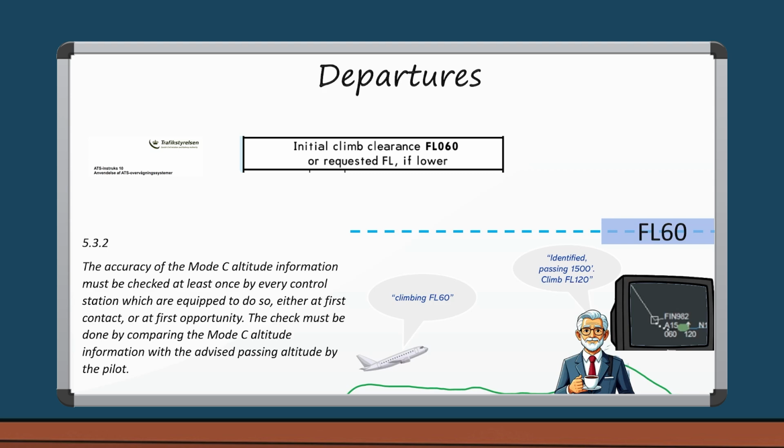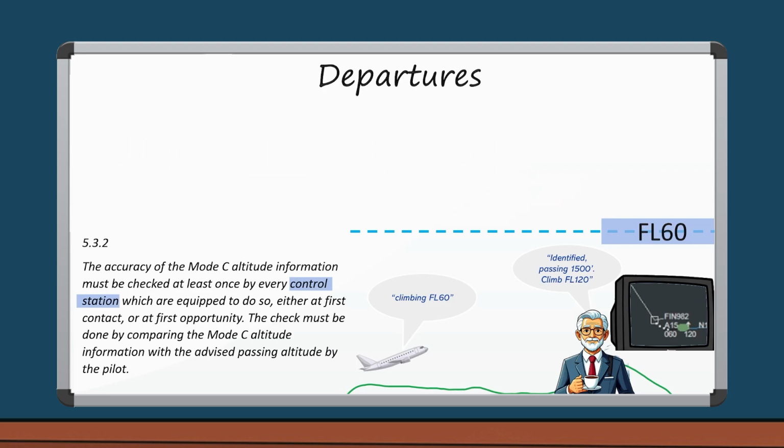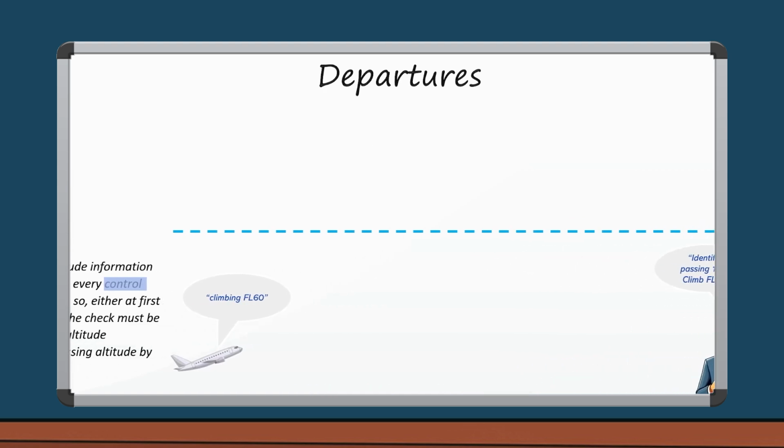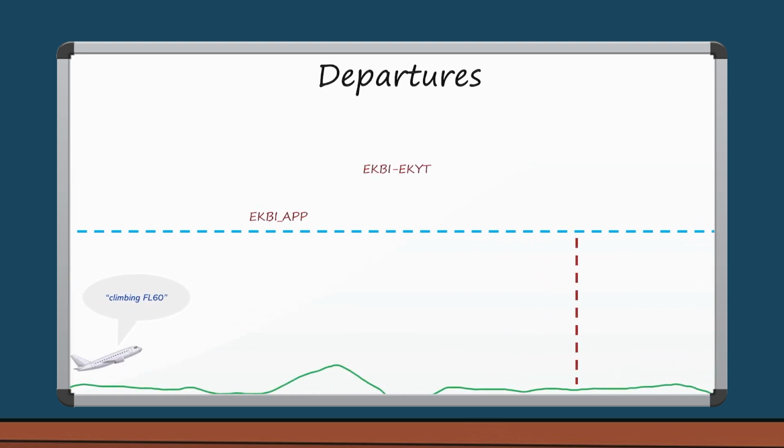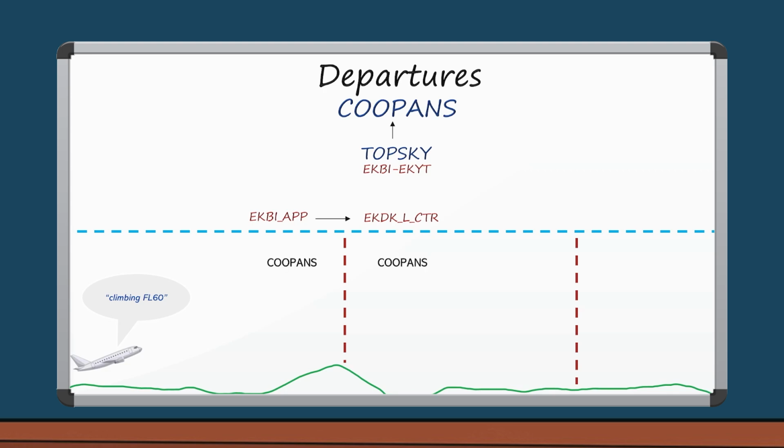Now, this may seem a bit odd and leaves it wide open to interpretation concerning the control station, but this is our interpretation on VATSIM we'll talk about now, and we'll do it by taking a flight from Billund to Aalborg. You, as Billund approach and Copenhagen control alike, are both using COPANS, which is part of the TopSky system. Because you both use the same system, Copenhagen control does not need to verify the passing altitude again, because it's not a new control station. However, Billund Tower is not a COPANS environment, it is a non-radar environment. Therefore, this check must be done by you at first contact with an airplane checking in on Billund approach.